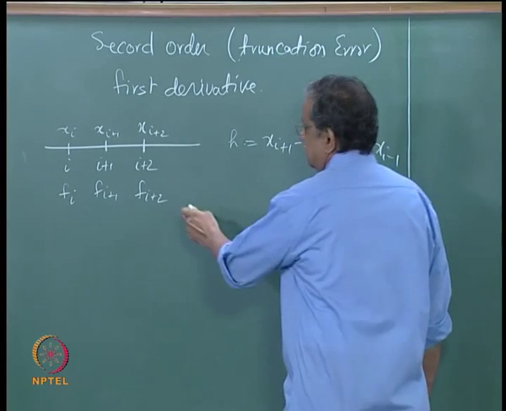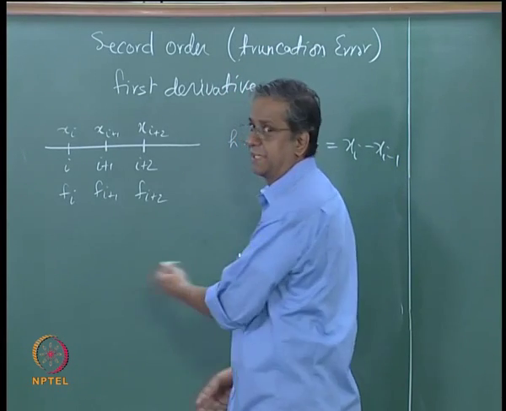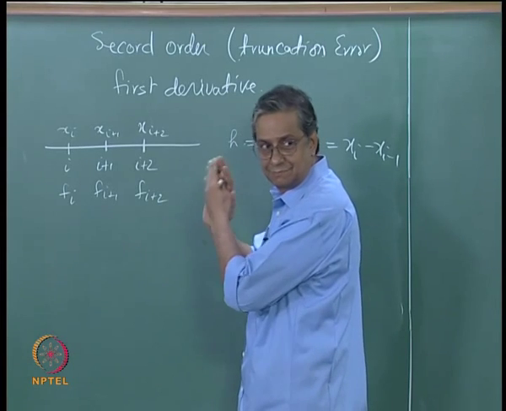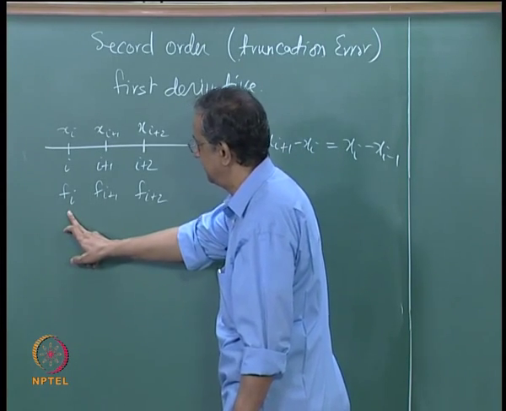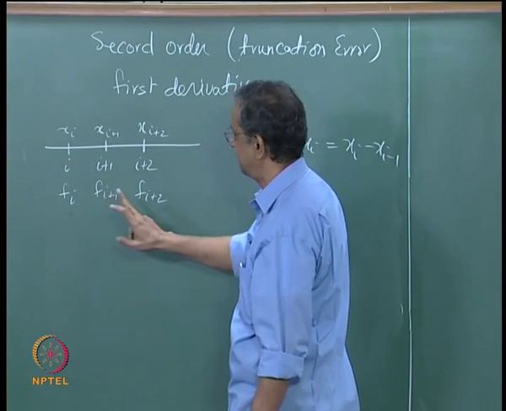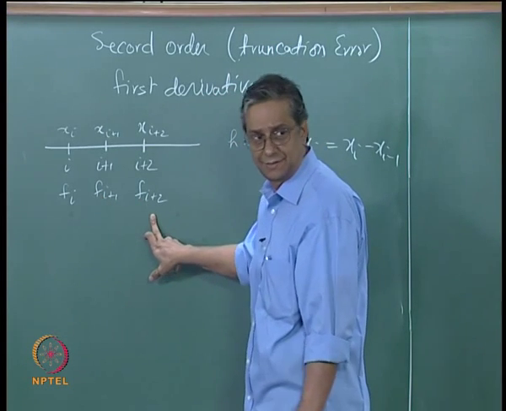Okay. So it's a simple game now. We are going to do it clean from the start. We want to find the derivative at i, and I am going to use the points i plus 1 and i plus 2. We will use Taylor series.